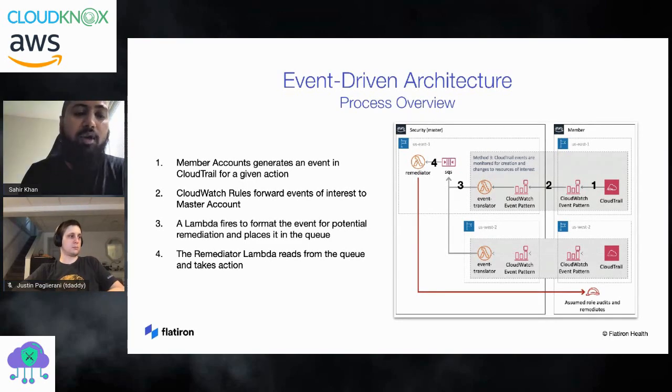Does the snapshot look like it has been shared publicly? Does the snapshot look like it has been shared with a random AWS account, which we probably don't own? Based on that decision, the remediator Lambda will decide whether to remediate it or not. So there are an event translator, an event forwarder, and a remediator function, which makes it event driven.